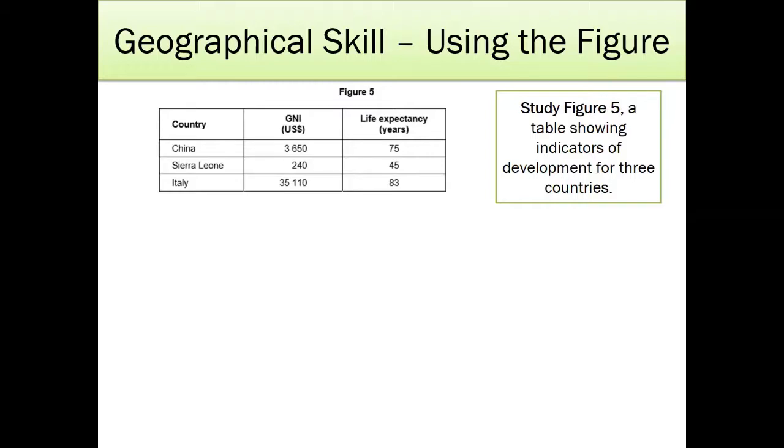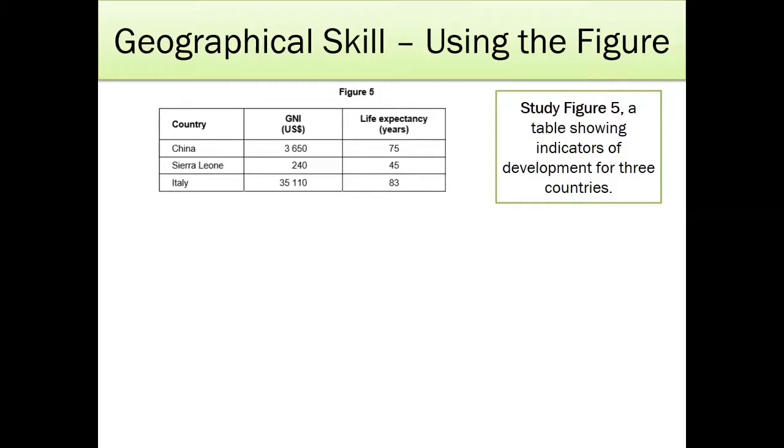You've got your GNI as one of your indicators, and remember GNI just tells you how much money a person is making on average every year in that country. So for example, in Italy, generally people are earning around $35,110 a year on average, okay? For your life expectancy, that's just telling you how long people are living for from their birth to death. So again, using Italy, generally people live until they're 83 on average.